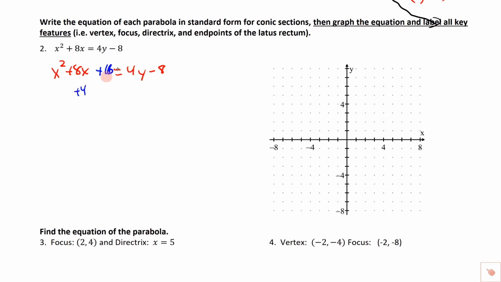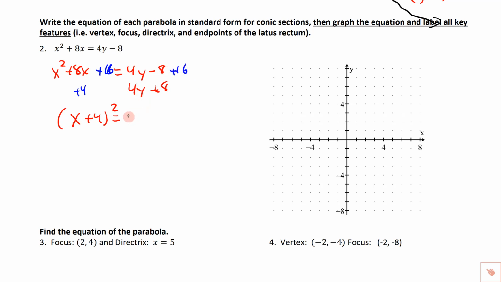So I've made a perfect square here, but I need to compensate on the other side as well. So I'm going to do plus 16 there. And then we've got perfect square of x plus 4, quantity squared. This is going to give us 4y plus 8 once I combine those constants together.